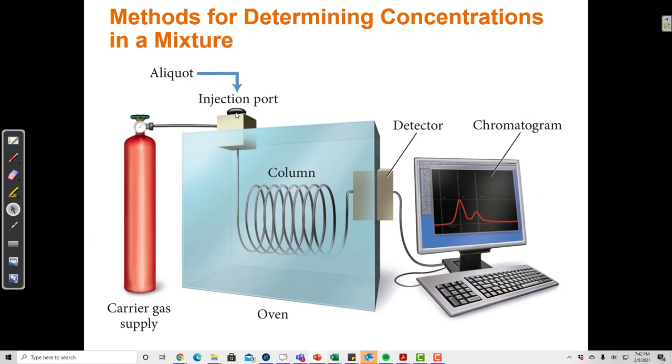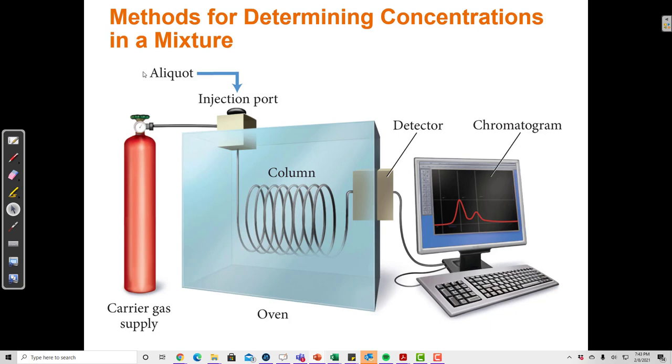Here, I would have to put a little bit of the reaction in, and I would say, okay, here's a little bit of the reaction from 10 minutes, and put it in, and it'll go through the machine and say, here's the concentration of reactants and products in your reaction. And then I would just put another little sample in for 20 minutes, and then take another little sample and put it in there at 30 minutes, and another little sample at 40 minutes. So these are called aliquots when you take a little sample of a reaction. So this is not monitoring in real time. This is not continuous monitoring.